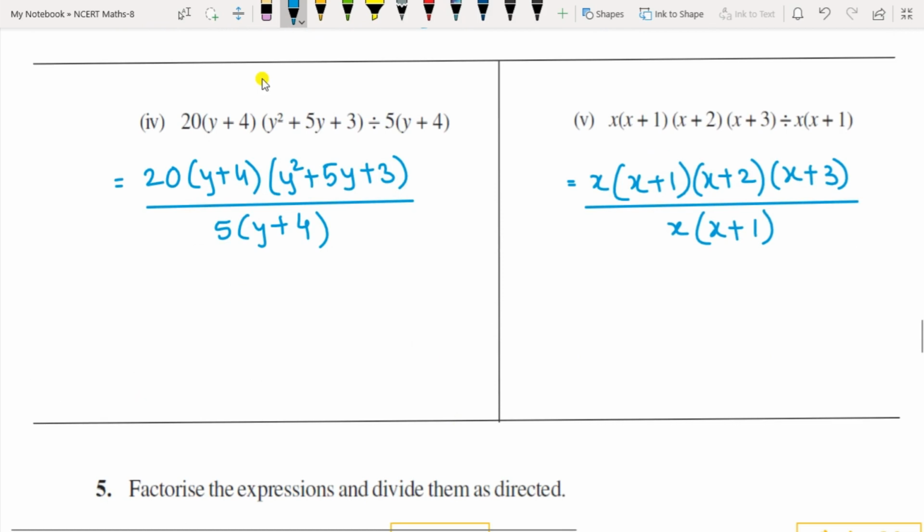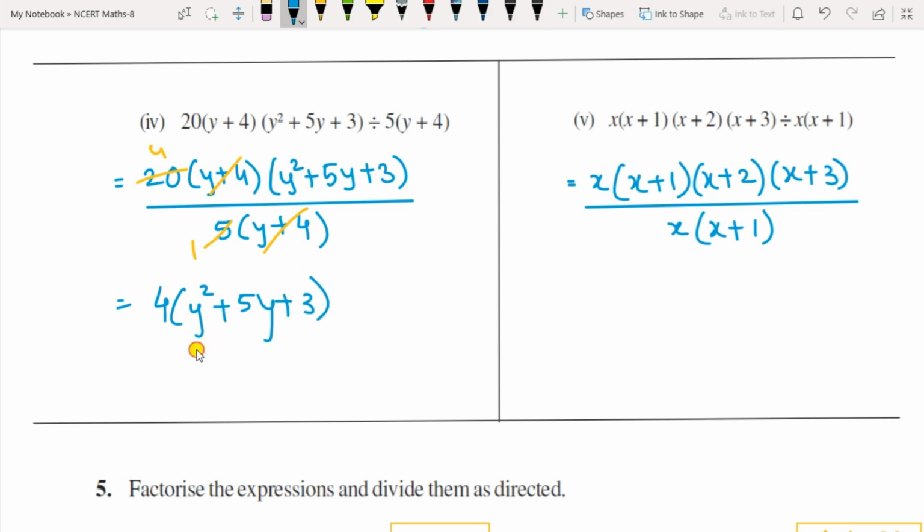Here also, now you can see y plus 4 will get cancelled and 5 ones are 5, 5 fours are 20 is the answer. So it will be 4y square plus 5y plus 3. Now this bracket cannot be split further, so this much is the answer.